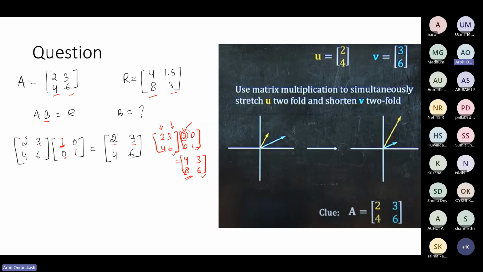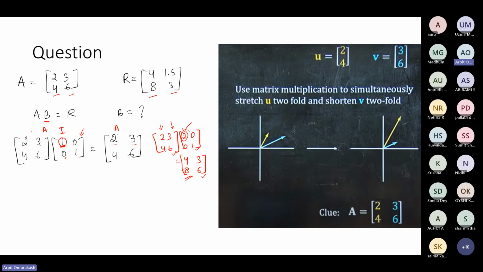I'm not assuming that B is the identity matrix here. I'm just showing you that if we multiply something by the identity matrix, we get the same thing. A into I will be equal to A. I'm not saying this is B. I'm just showing this. Then we are modifying this one value to 2, and we are seeing what effect it has on the multiplication.